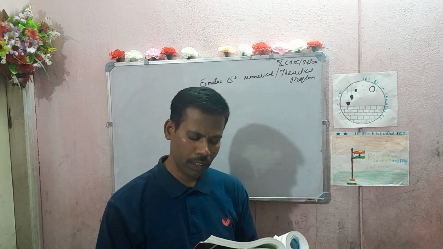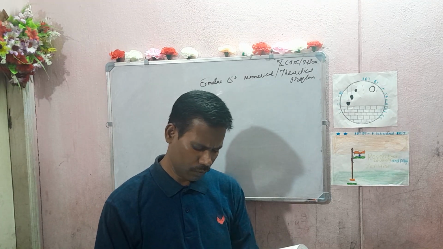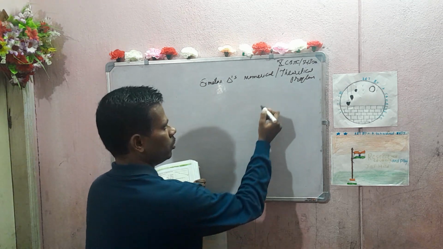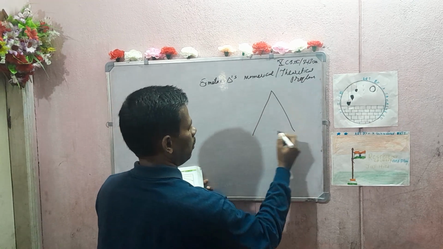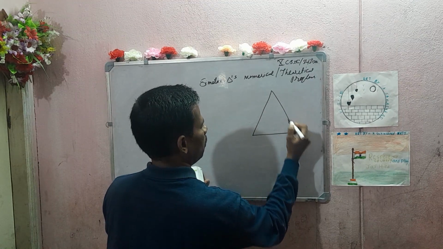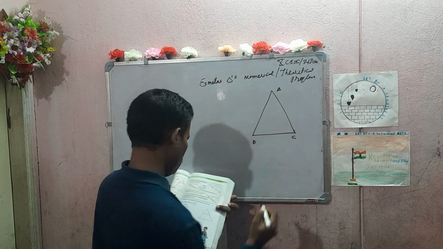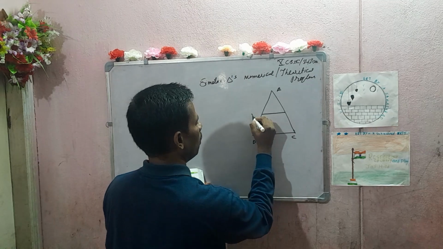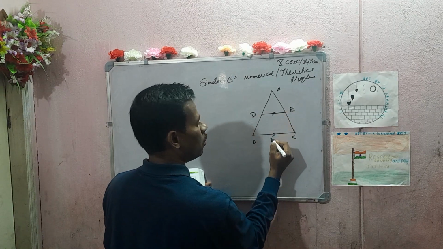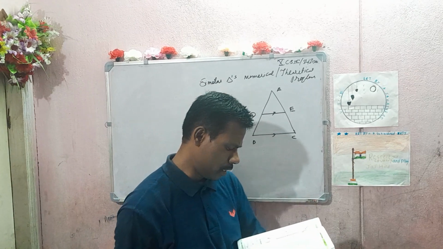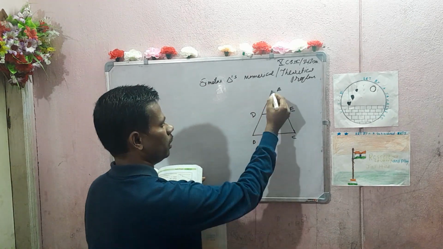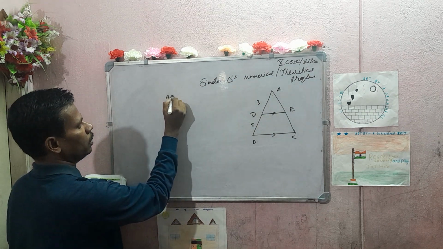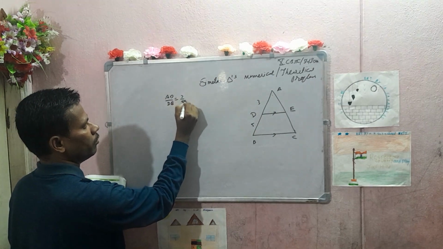In triangle ABC, DE is parallel to BC. They have given the diagram also. DE is parallel to BC and AD by DB is equal to 3 by 5. AD by DB is equal to 3 by 5.